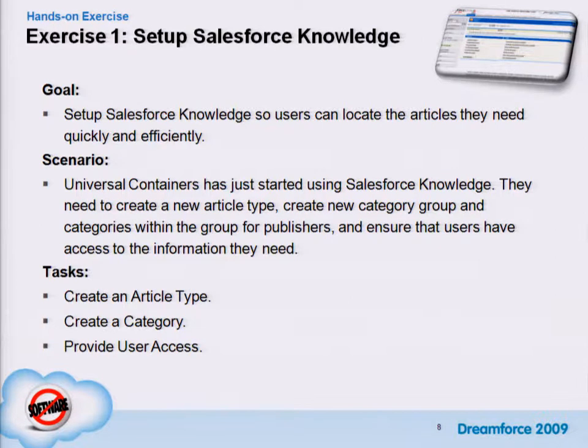So we've just started using Salesforce Knowledge. We need to create a new article type. Again, you can create multiple article types, FAQs, how-tos, troubleshooting tips. You could use this beyond support. You could use this for like sales, pricing catalogs, those types of things. So you could set them up that way. Okay. So we need to set up a new article type. We need to create a new category group.